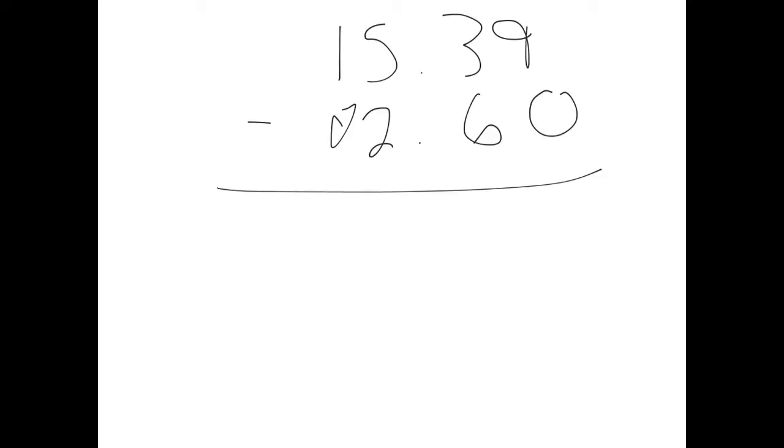Now let's subtract. 9 minus 0 is 9. 3 minus 6 we can't do, so let's borrow from the 5. That becomes a 4. Now comes 13. 13 minus 6 becomes 7. 4 minus 2 equals 2. And 1 minus 0 equals 1. That is how you subtract your decimals.